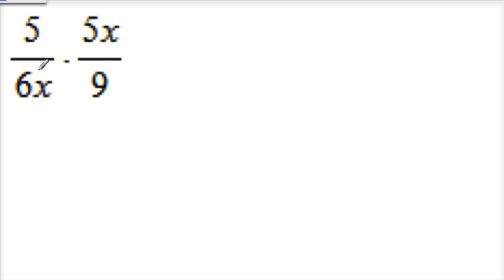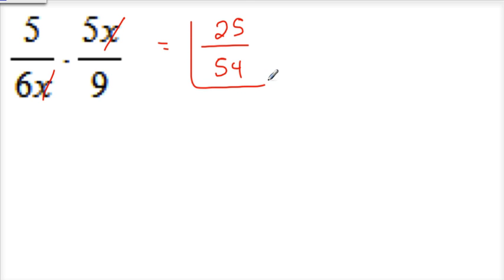I see that here I have, you could do x and x. Yeah, my x's simplify, so these go away. None of my other numbers simplify, so just multiply across. 5 times 5, 25. 6 times 9, 54. So my answer is simply 25 over 54.